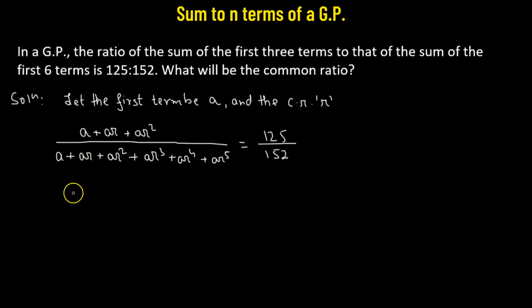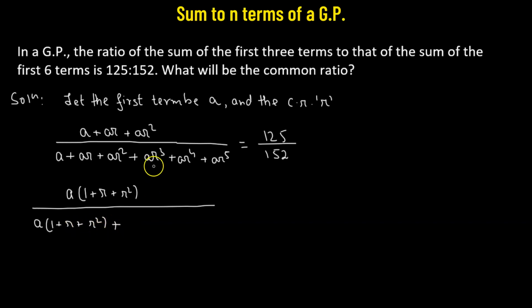So in the numerator, if we take a as the common factor, we have a times 1 plus r plus r squared, divided by, similarly in the denominator, we'll combine the first 3 terms by taking a as the common factor. So we have a times 1 plus r plus r squared, plus we'll combine the remaining 3 terms by taking ar cubed as the common factor. We have ar cubed multiplied by 1 plus r plus r squared. So this ratio is still 125 over 152.